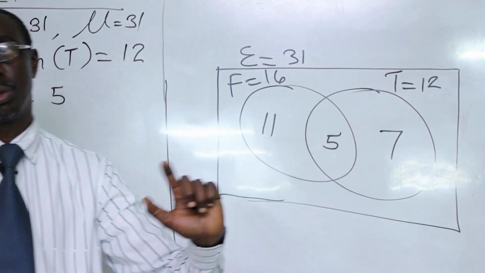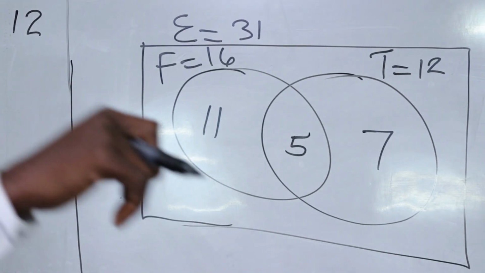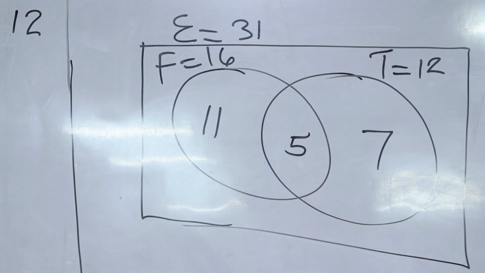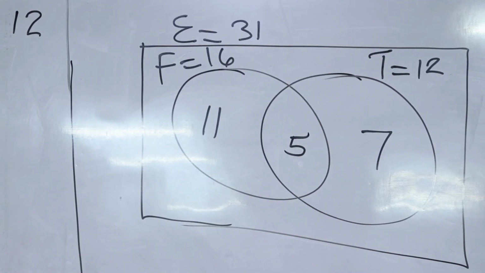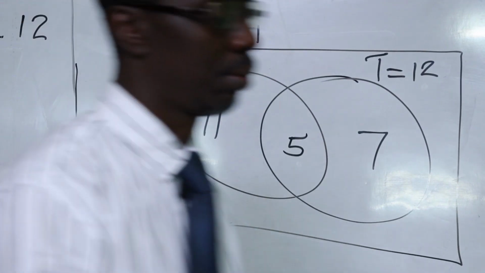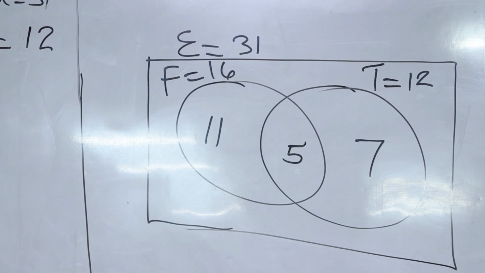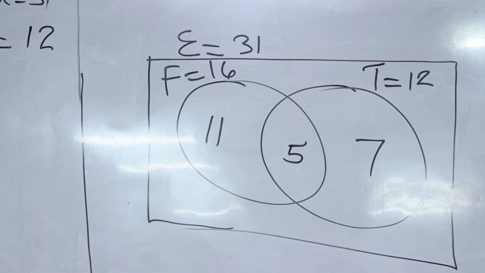Naturally, this diagram should have been left this way. But the question that has been asked is also giving me another signal that there is something else I have not included. What is it? Let's check the question. Find the number of students who play at least one of the games.